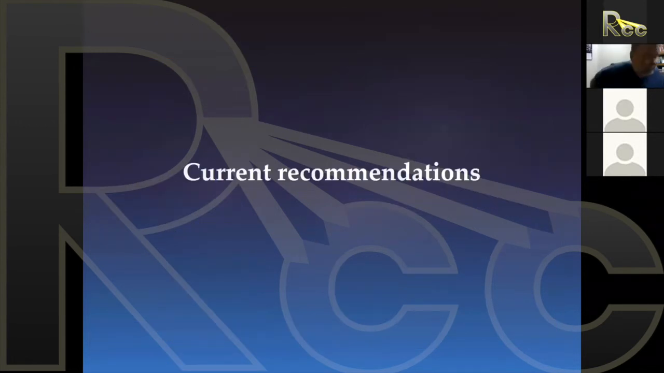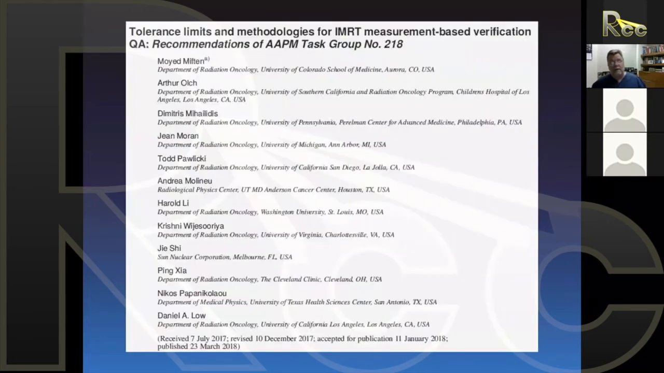So, current recommendations, excuse me, from AAPM Task Group Report 218. They've written a very nice report called Tolerance Limits and Methodologies for IMRT Measurement-Based Verification QA. This report is a great reference because it shows all the different ways to do things, things to look for, and what the current recommendations for tolerances are. It gives great references for you to look up additional information. It's a nice general recommendation that was put out in 2018.